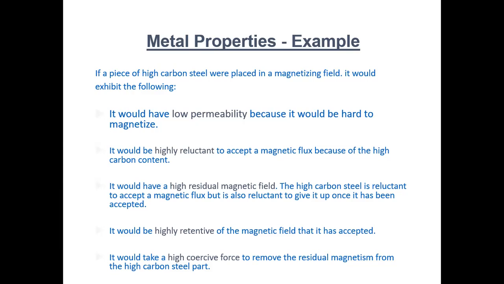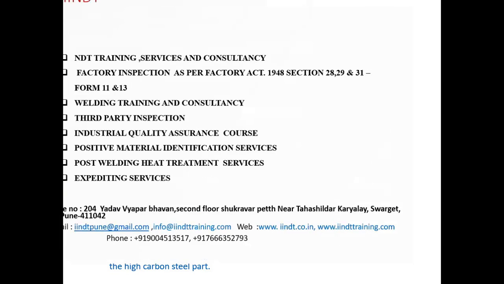So for example here, high carbon steel means low permeability. Low permeability means high reluctance and high retentivity, as well as a high residual magnetic field. If there is a high residual field, we have to apply more reverse magnetizing force, that means high coercive force.